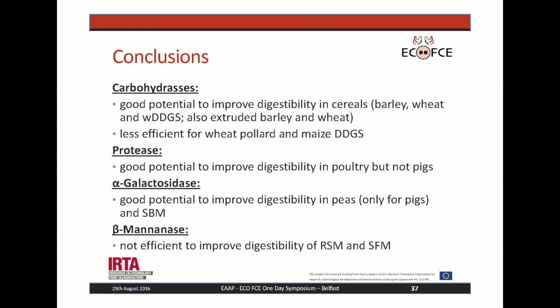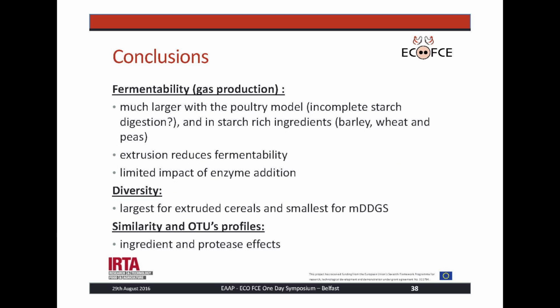Alpha-galactosidase seems to improve digestibility in pigs, but only for the pigs, and also for soybean meal was quite efficient for both species. And beta-mannanase did not seem to be very efficient to improve digestibility of rapeseed meal or sunflower meal. As for the fermentability, the gas production, we saw it's much larger for the poultry model, and this is probably because our model did not digest completely the starch fraction, so with the ingredients rich in starch, probably the gas production was overestimated.